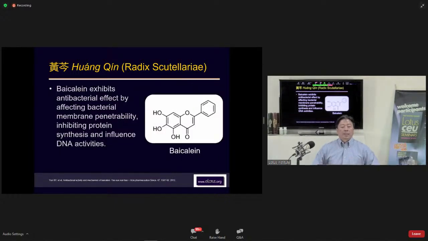As far as Baicalein is concerned, it has antibacterial effect by affecting the bacterial membrane penetrability and also inhibiting the protein synthesis and DNA activities. So this herb, based on the description, would have both bacteriostatic and also bactericidal effect.